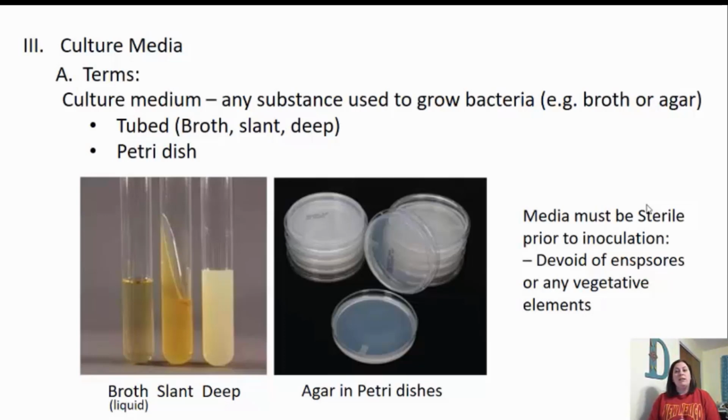Now, when we look at this broth or agar, we can put it in tubes. You can see here in the picture, you have the broth, which is the liquid in the tube. We can also have it as a slant. This is agar that they've put in the test tube, and then they have the test tube as it solidifies into the agar at an angle, so it makes a slant. Or we can even do a deep. Again, this is agar, but it has been poured and it stays straight up, creating a deep.